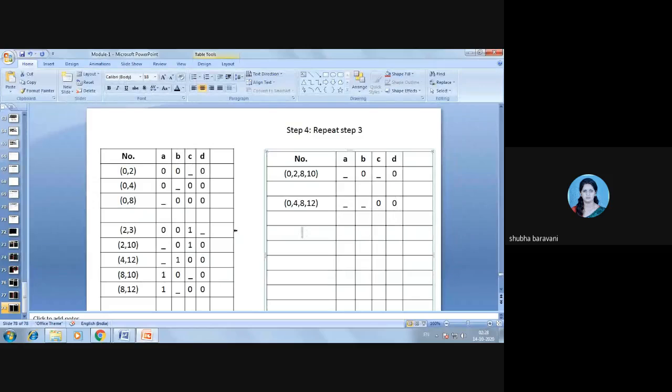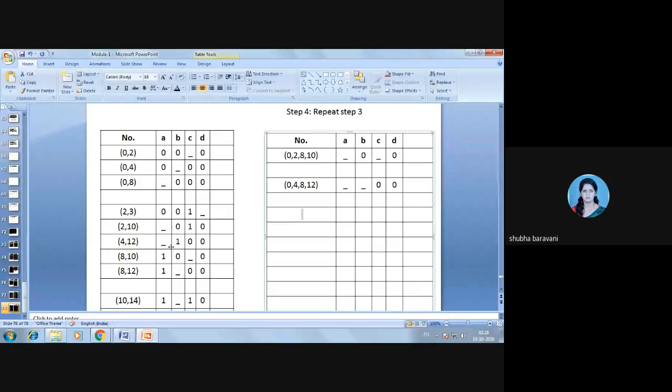Next 0, 8. 0, 8. I have to check with this. 0, 8 to 10. Okay, 0, 8 to 10. Again, 0, 8 now. Dash 0, dash 0. Okay, dash 0, dash 0. Okay. So it's okay if I don't write this. So I'll not write this.